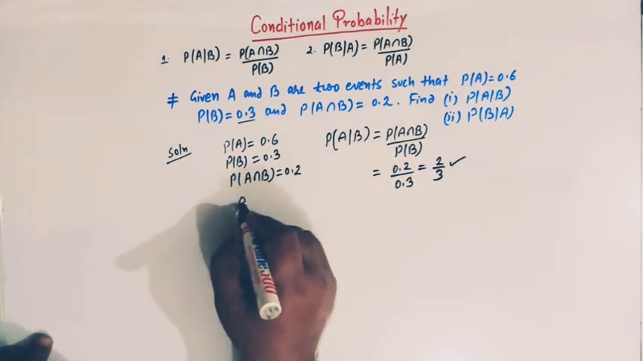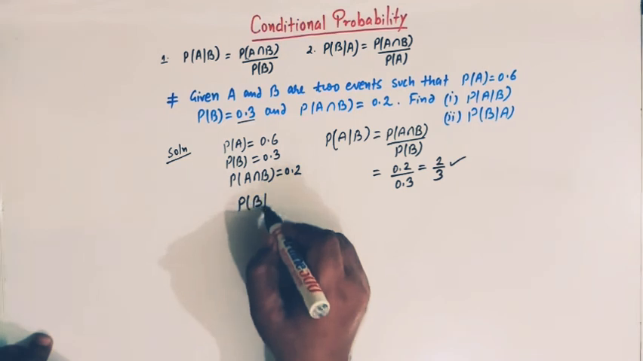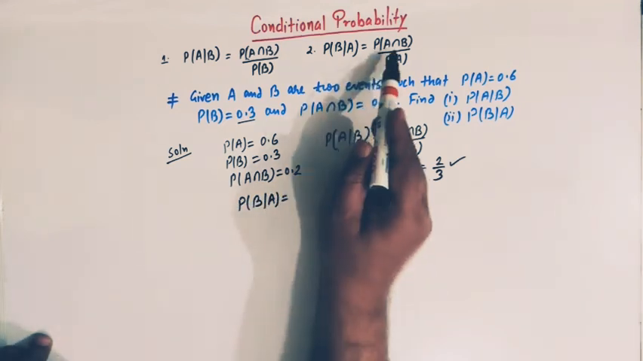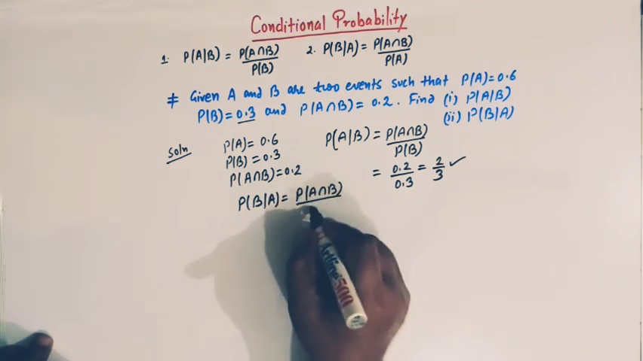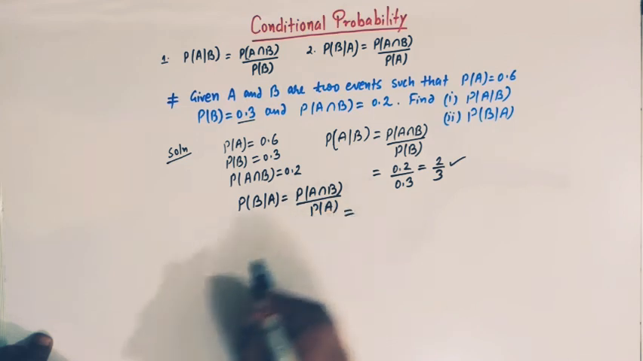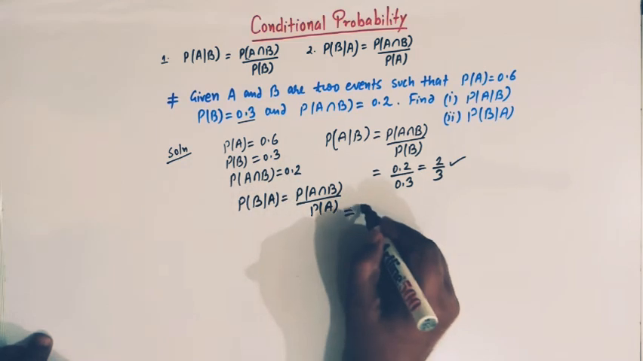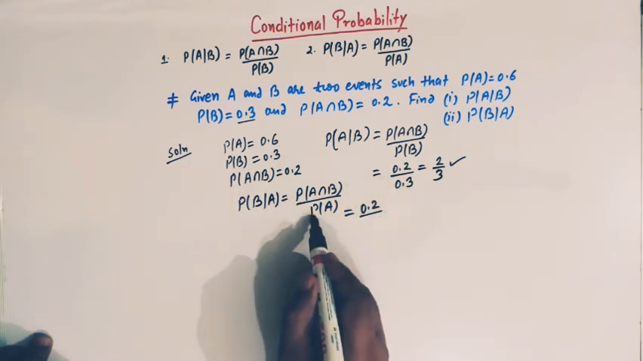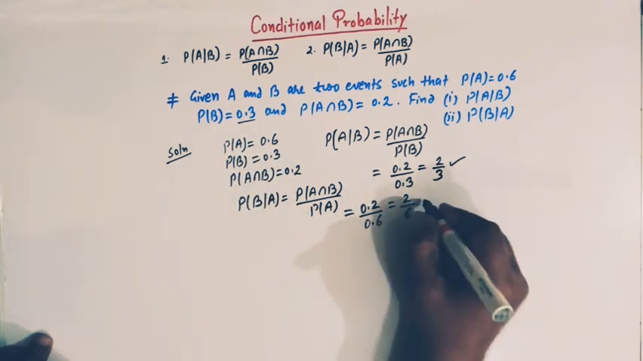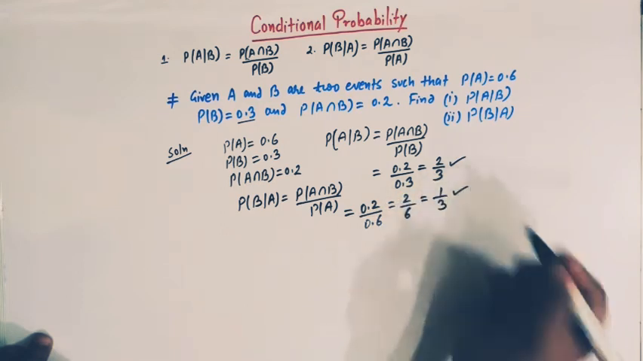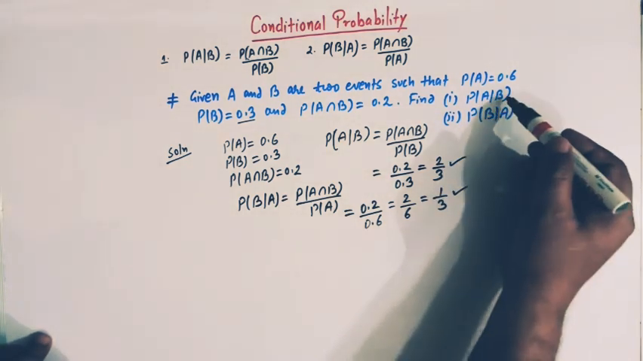Similarly, the conditional probability of happening of B when A has happened is given by this formula. So we have P of A intersection B divided by P of A. Now substituting the value of probability of A intersection B as 0.2 and probability of A is 0.6, this is 2 by 6, so we have 1 over 3. So this is how we find the value of these two quantities.